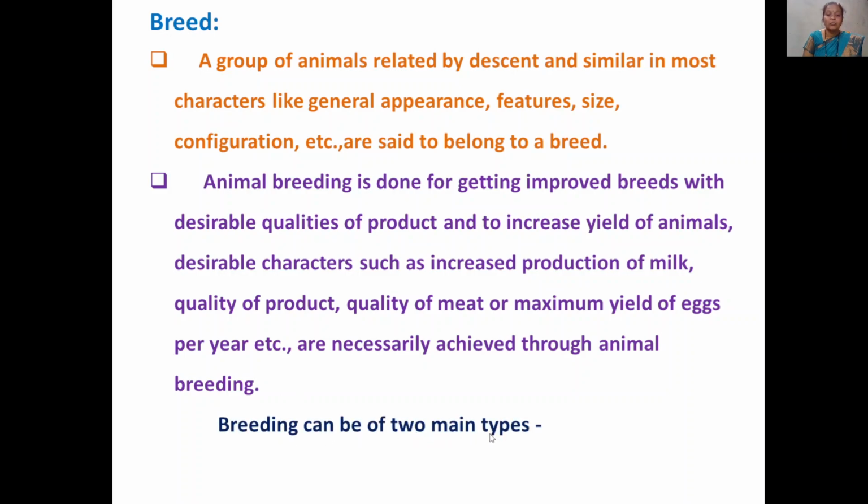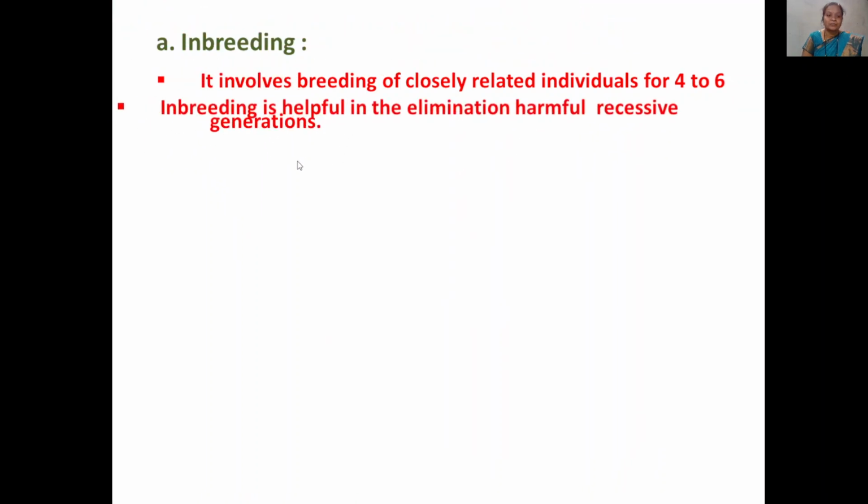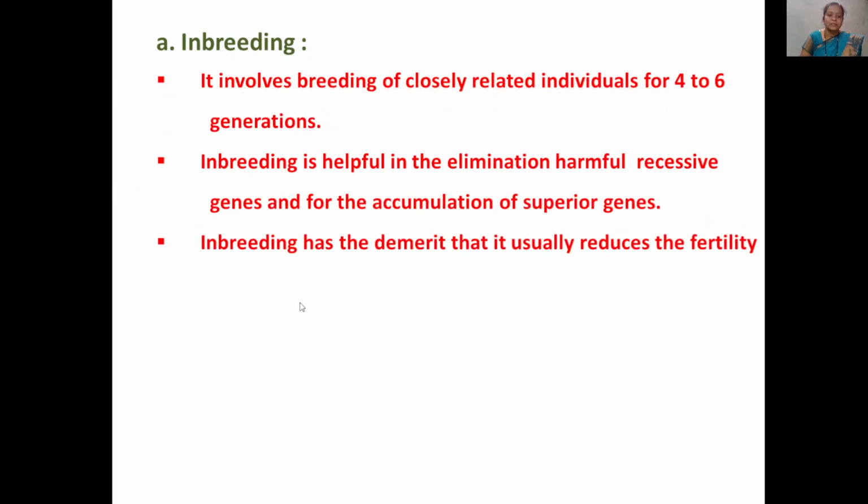Breeding can be of two main types. That is, the first type is inbreeding and the second type is outbreeding. Go to the next slide. Firstly, we see the first type, that is inbreeding. It involves breeding of closely related individuals for 4 to 6 generations. Inbreeding is helpful in elimination of harmful recessive genes and for the accumulation of superior genes. Inbreeding has the demerit that it usually reduces the fertility and productivity.